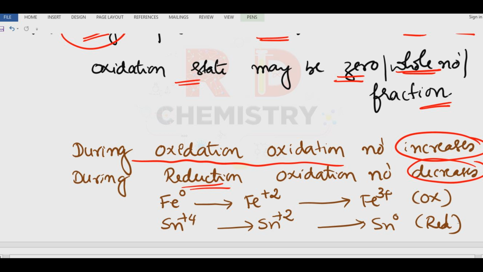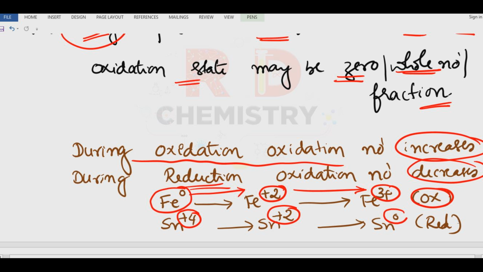Take an example, iron, metallic iron, 0 state. It can become +2, it can become +3. See, the number increases, 0 to 2, 2 to 3. Oxidation number increases, therefore it is called the oxidation process. See the next example, stannic +4 becomes +2, then it can become 0 state, metallic tin. Therefore 4 to 2, 2 to 0, the number goes on decreasing. This process is called the reduction process.